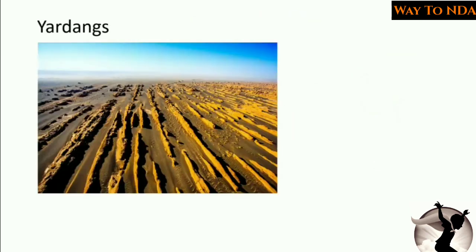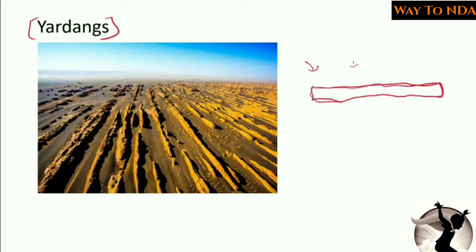Now you will find Yardangs. So what are Yardangs? For example, we will take an example. This is the land surface. These are the rocks in the desert area. The soil above it is eroded, and we have only this rock structure which is present in the desert area. It may be a huge plateau, or a huge plain-like area in the desert.